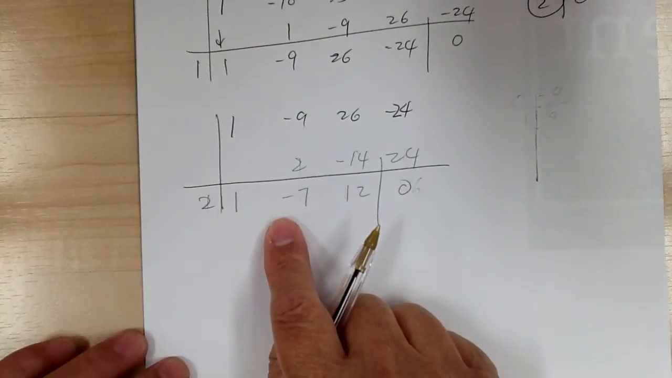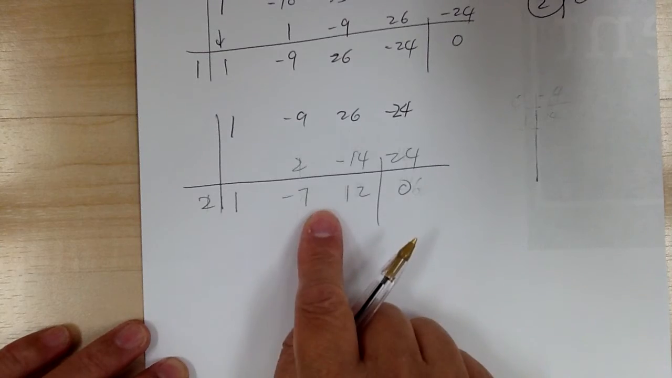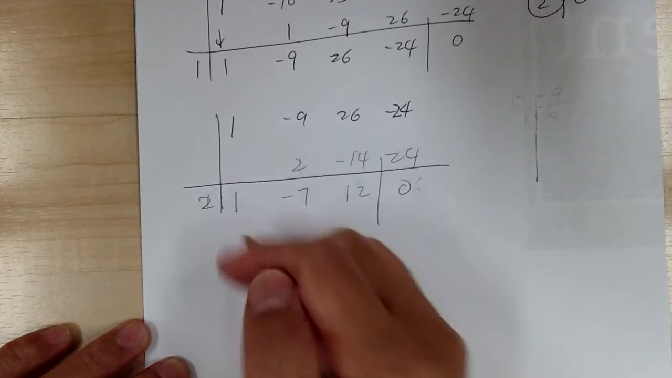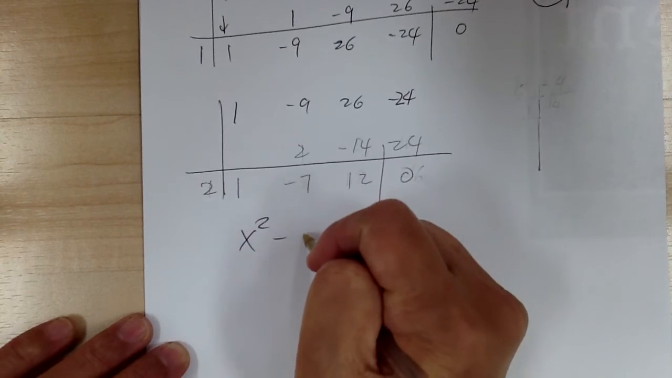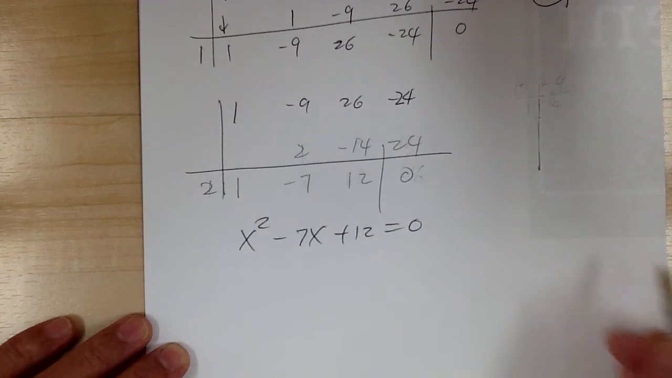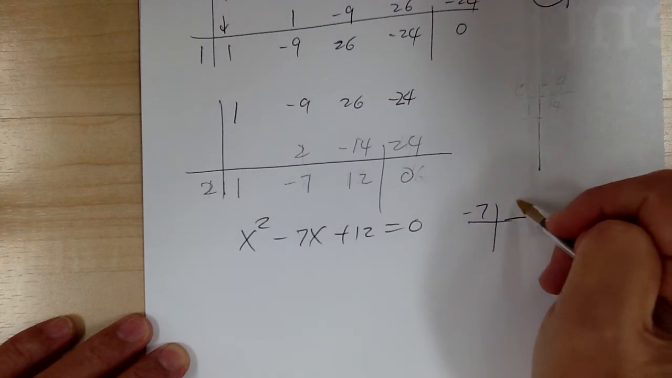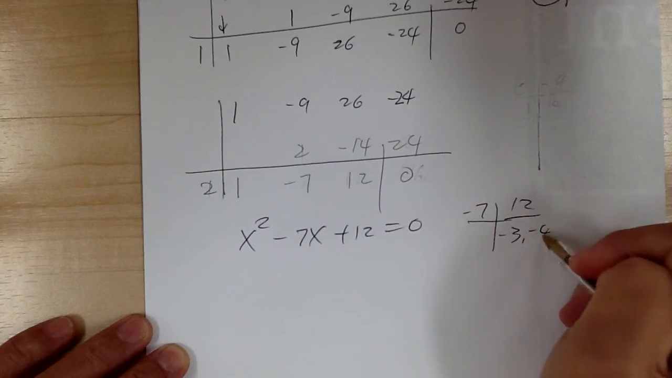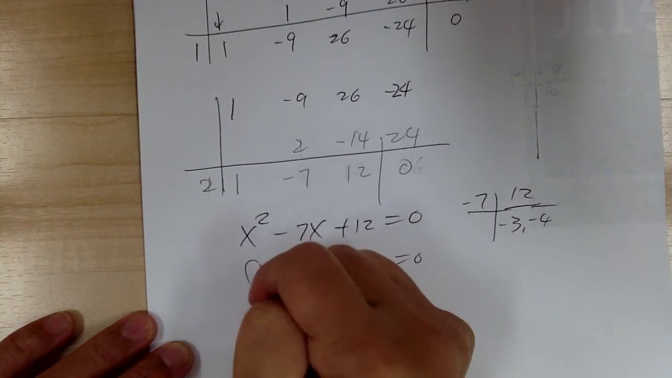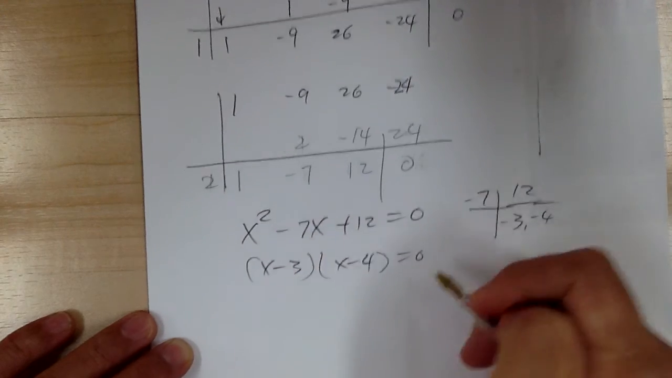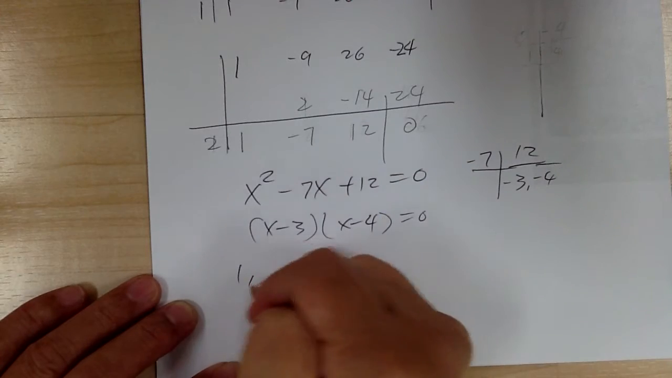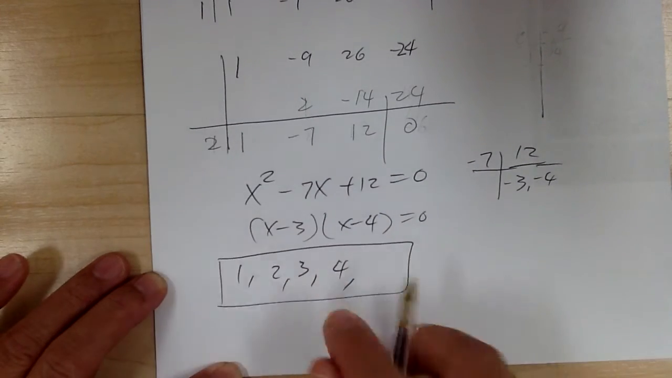Now once you get to the quadratic equation, don't try to guess again, because you can do factoring or the quadratic formula to find the last 2 answers. Okay, so you can factor it, and you're going to get x minus 3, x minus 4. So your answers would be 3 and 4. So from here we get 1 and 2. Okay, so that's how you get the answers.